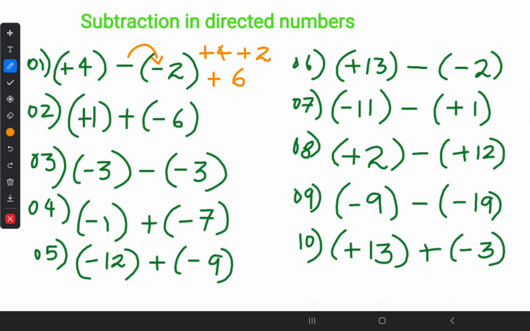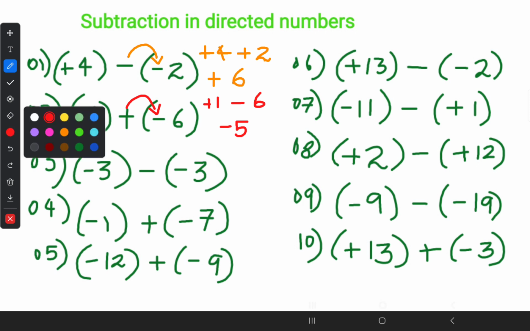For the second question, positive 1. Positive into negative would be negative 6. Both are different directions, so you should subtract. 6 minus 1 is 5. The higher number 6 is holding negative, so it would be negative 5. Then the third one, negative 3.